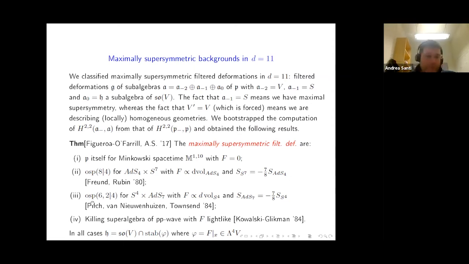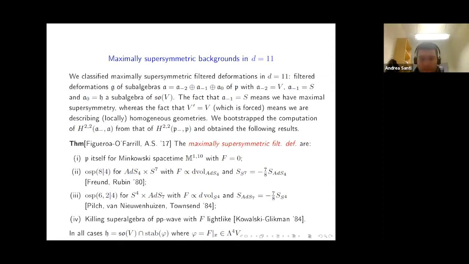But it's customary to call this real form orthosymplectic 8-4, because it's suggestive for the signature of the SO. But it's really an abuse of notation. And the last case is when F is light-like. In this case, you'll get one of the symmetric spaces of a solvable Lie group, classified by Cahen and Wallach, a pp-wave. And this solution was discovered by Kowalski-Glikman in '84.